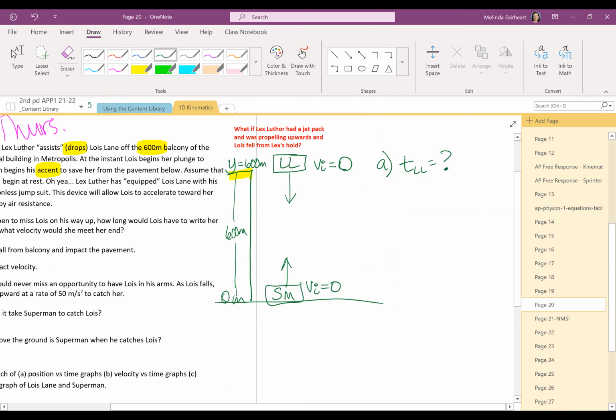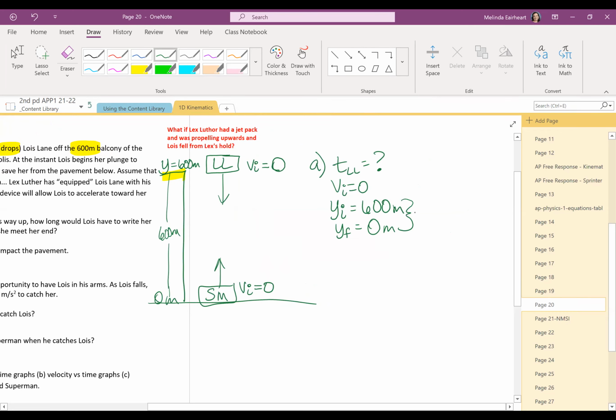What do we know about Lois? We said she starts at rest. What else? Right? She starts at 600 meters. She ends at 0. And so you could put those together. Her displacement, final minus initial, is negative 600. And this is all assuming down is negative, right?